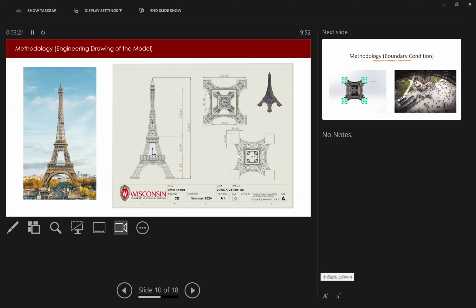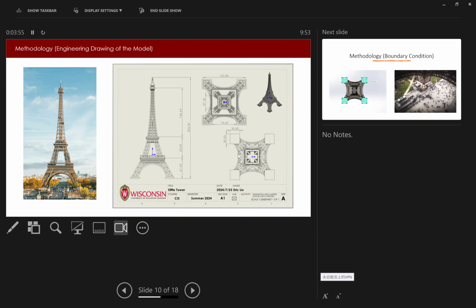I also made an engineering drawing of our model with all the important dimensions. This is the front view, this is the top view, this is the bottom view, and this is the trimetric view. As you can see, our model is really precise and accurate. It features all the small struts and beams in the real Eiffel Tower. And I'm pretty confident to say that our error in dimension is smaller than 5 meters.